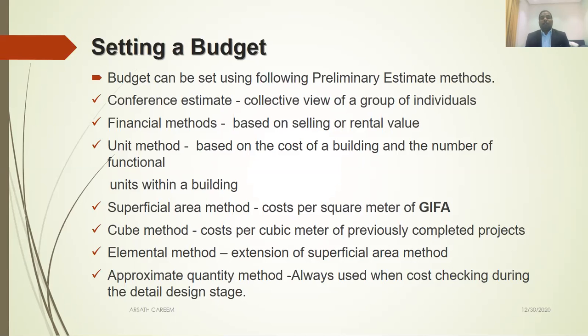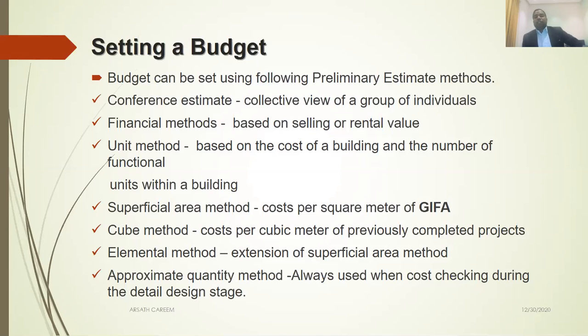So whichever the building, if the function is decided by the numbers, we can easily divide the total cost by the numbers. Then you will get the unit method. Also the superficial area method. This is cost per square meter of gross internal floor area.